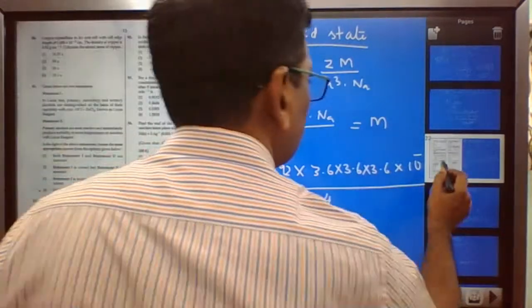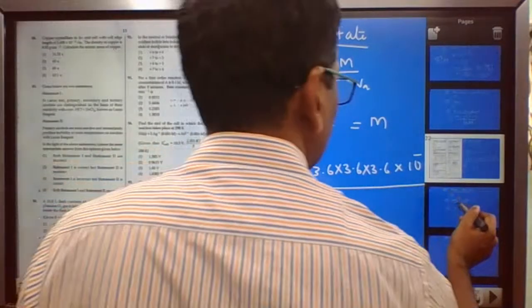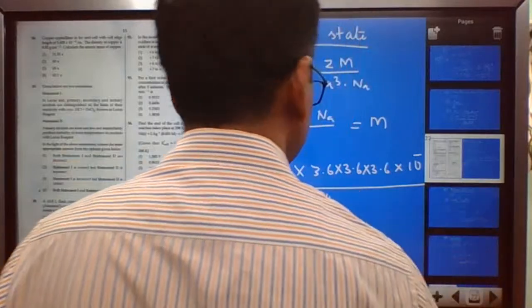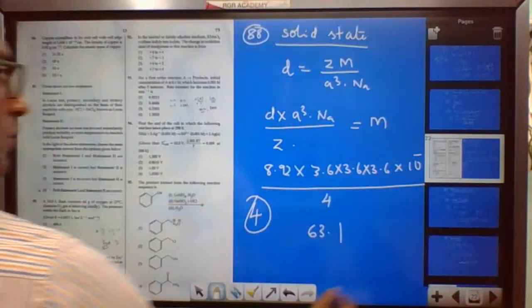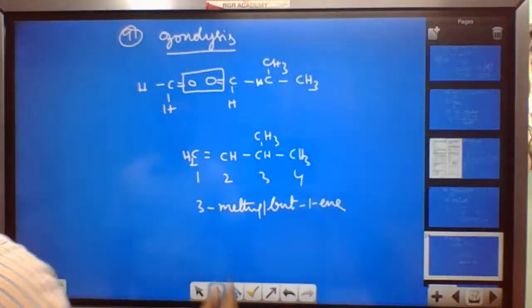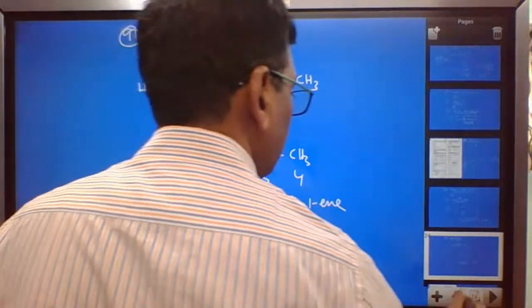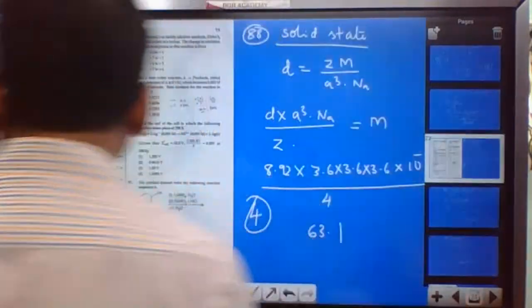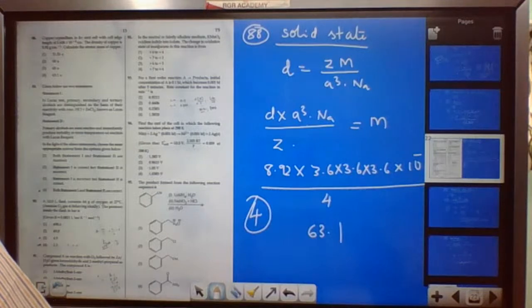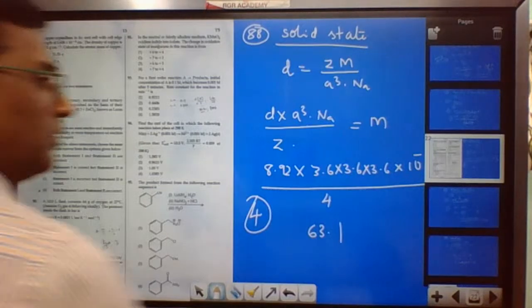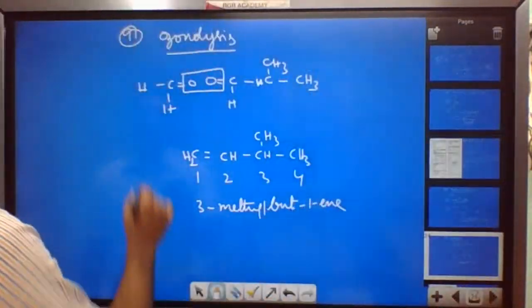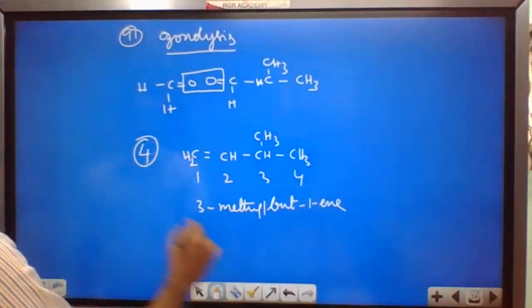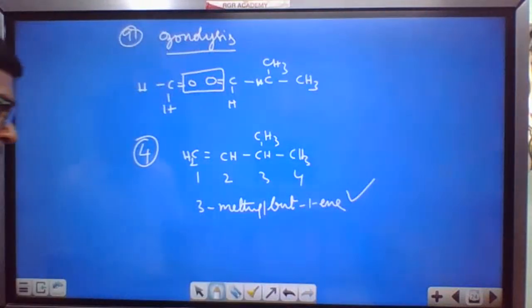2-methyl but-1-ene or 3-methyl butene, 1 minute. Yeah, sorry, 3-methyl but-1-ene. So the option is the fourth option. The fourth option is 3-methyl but-1-ene.